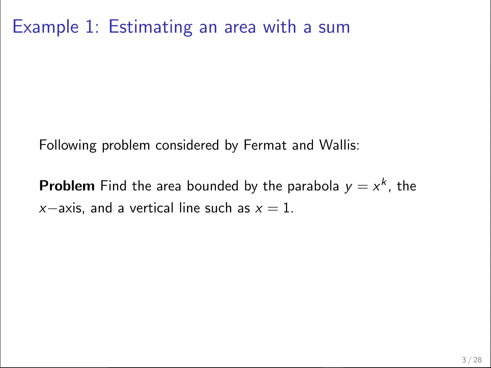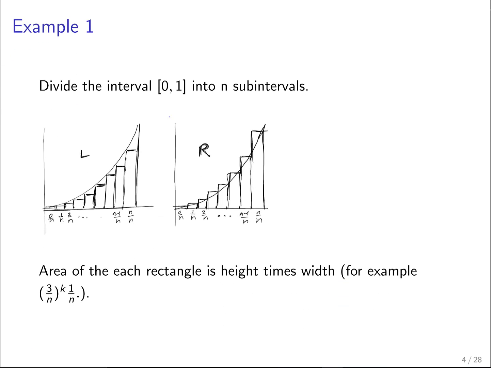And so we're going to look at a question considered by both Fermat and Wallis. The question is, find the area bounded by the parabola y equals x to the k, the x-axis, and some vertical line we'll pick to be x equals 1. So this is very much a Calculus 2 discussion, and we'll show that John Wallis was looking at these things by this method. So here we want to take our curve.